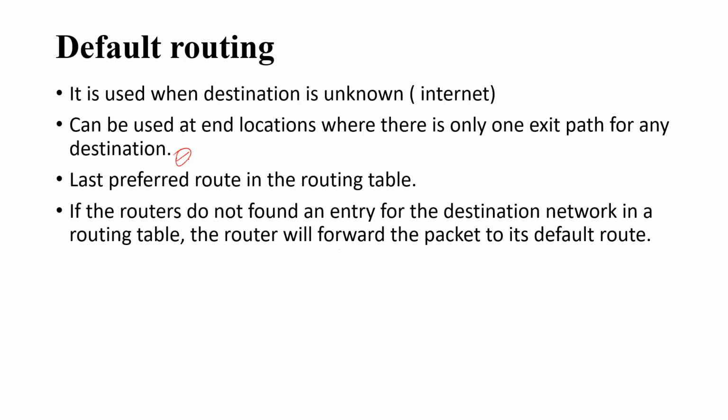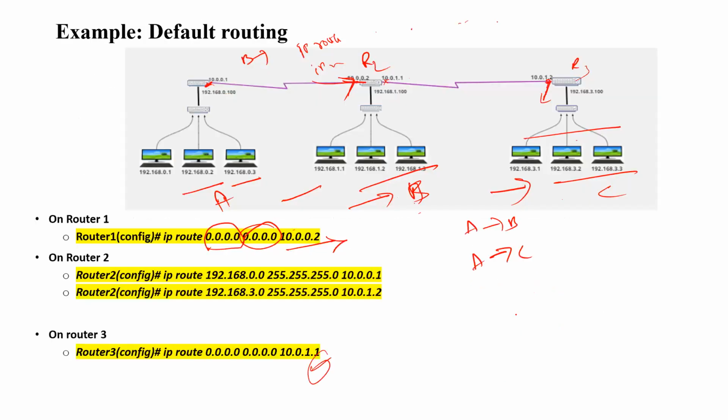We also have a least preferred route in the routing table. Suppose we have static routes configured and a default route also. It means that first it will check the static routes, then it will go for the default route. We will be having routing tables, right? Static routes will be there, default routes we configure, everything we can configure. In that case, first the static routes will be checked, and then the default route.